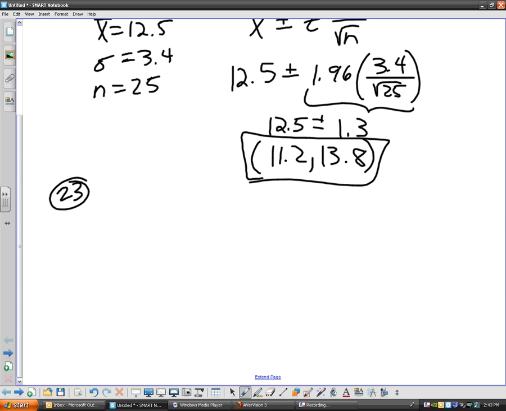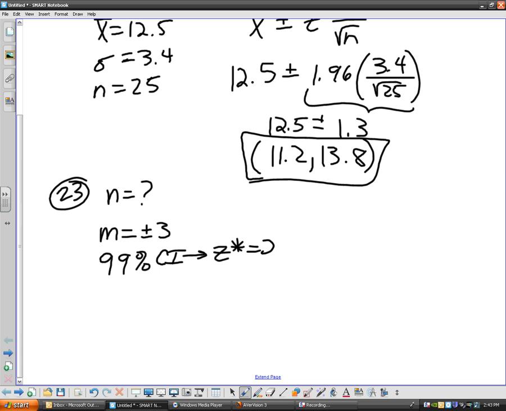Number 23, how large of a sample? So they're asking us for n. How large of a sample do you need to have in order to have a margin of error of plus or minus 3 at a 99% confidence level? So a 99% confidence interval gives us a z-star of 2.576 with the same mean and the same standard deviation as before.